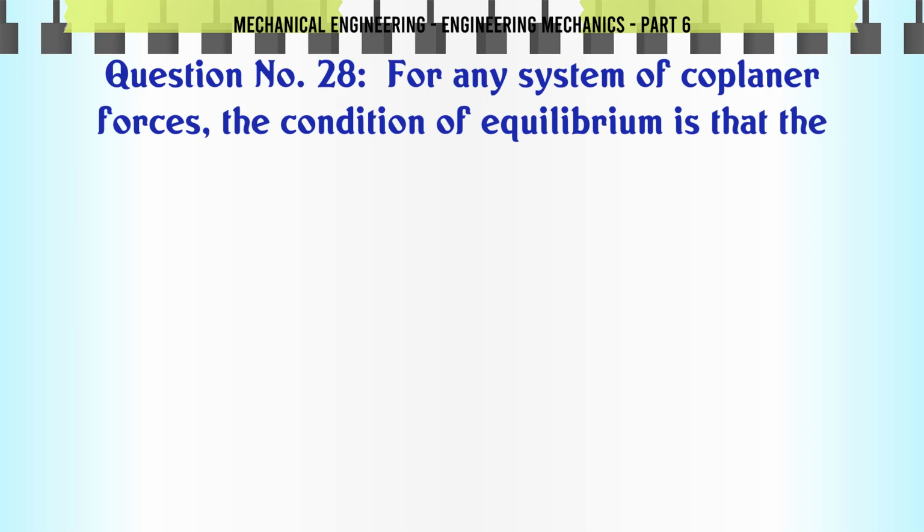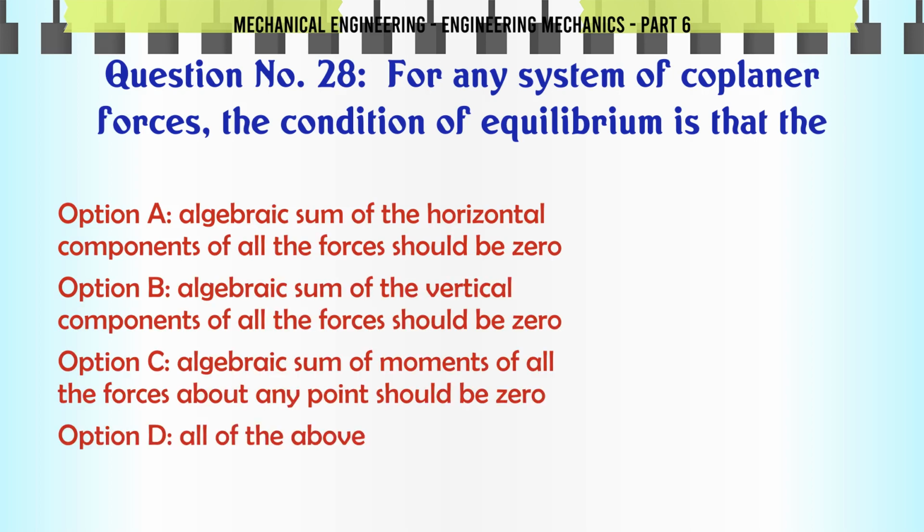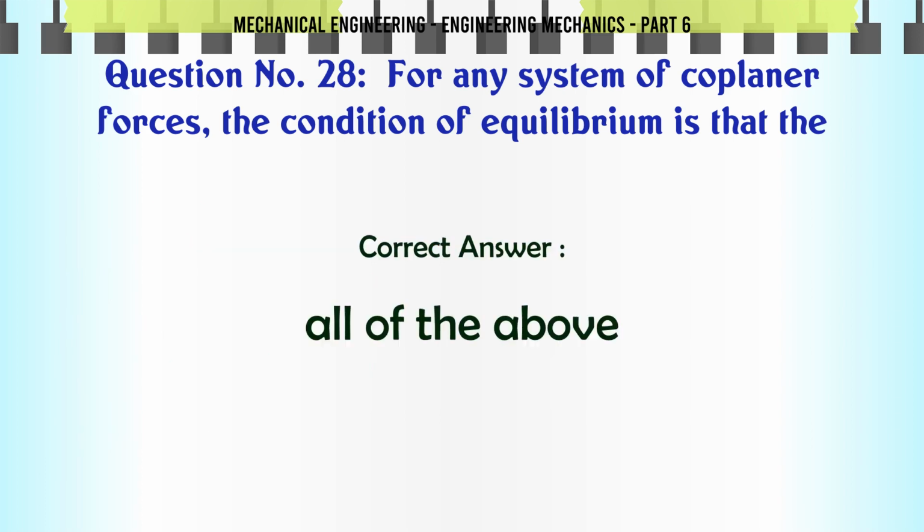For any system of coplanar forces, the condition of equilibrium is that the A. algebraic sum of the horizontal components of all the forces should be 0. B. algebraic sum of the vertical components of all the forces should be 0. C. algebraic sum of moments of all the forces about any point should be 0. D. all of the above. The correct answer is all of the above.